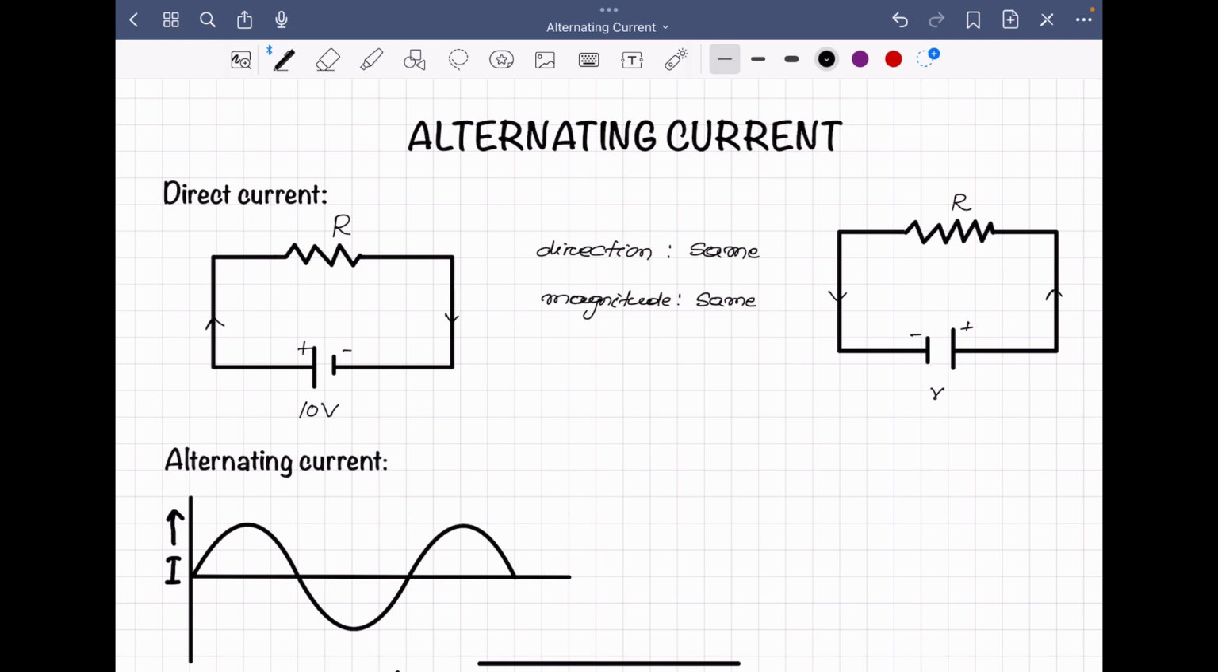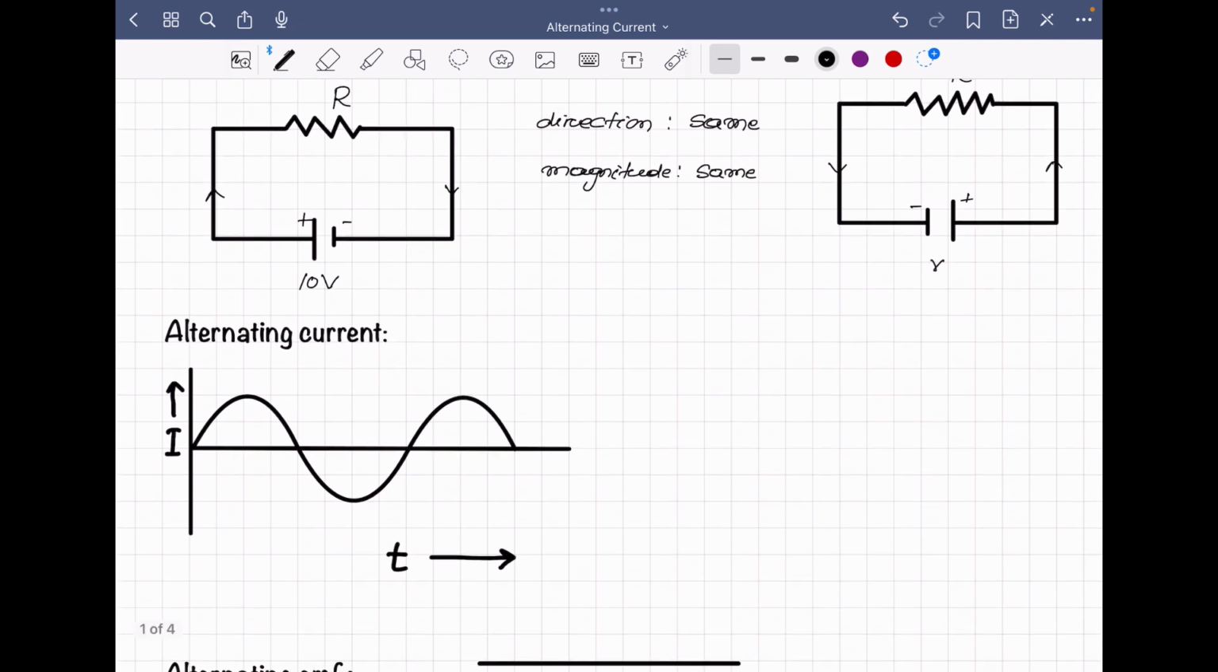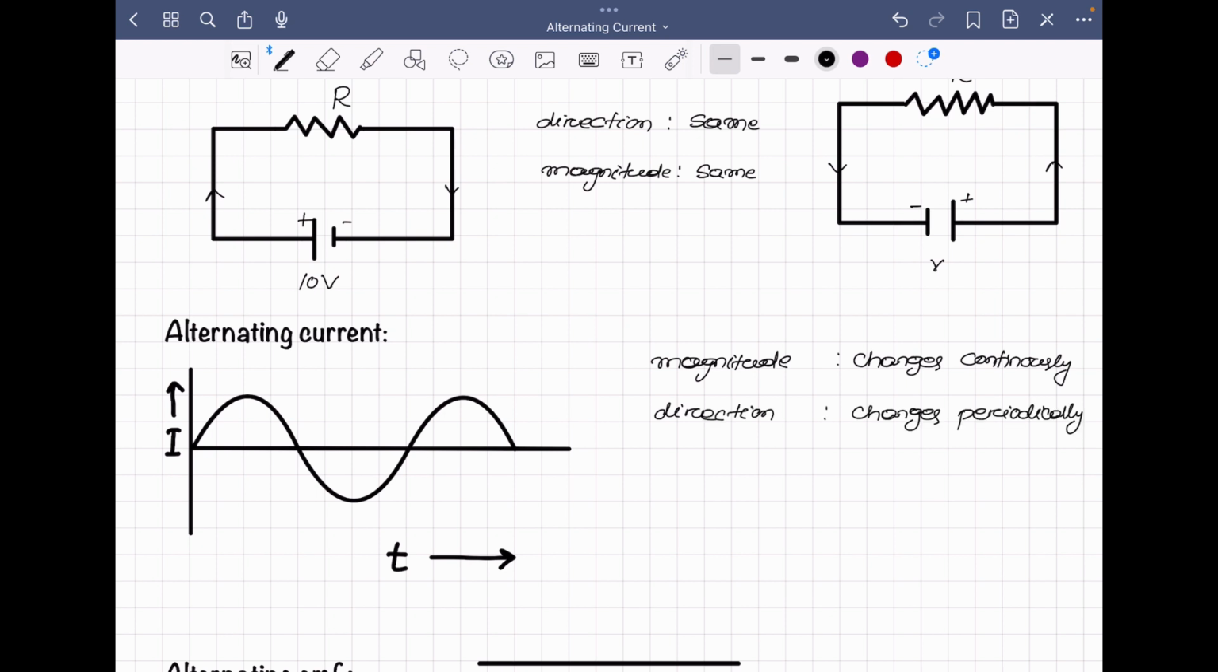But in case of alternating current, magnitude changes continuously and direction changes periodically. This is the graph for alternating current. On the y-axis we have current and on the x-axis we have time. That means it is a time dependent current. Current changes with respect to time.